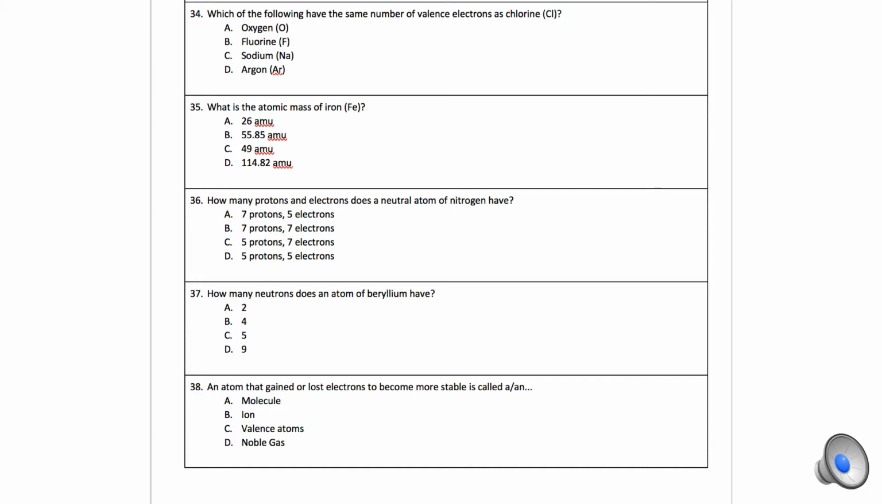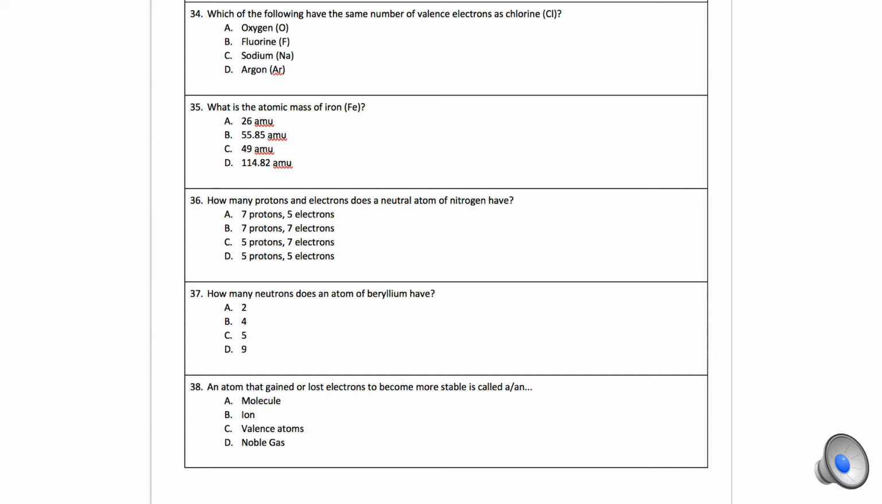A, 7 protons, 5 electrons. B, 7 protons, 7 electrons. C, 5 protons, 7 electrons. Or D, 5 protons, 5 electrons. Number 37. How many neutrons does an atom of beryllium have? A, 2, B, 4, C, 5, D, 9.